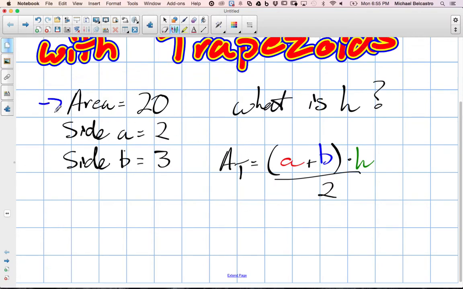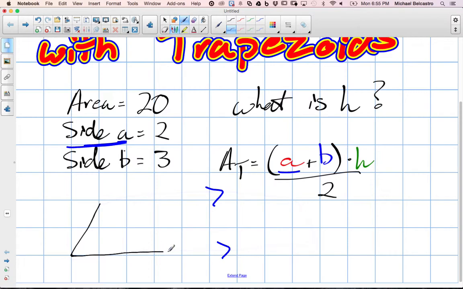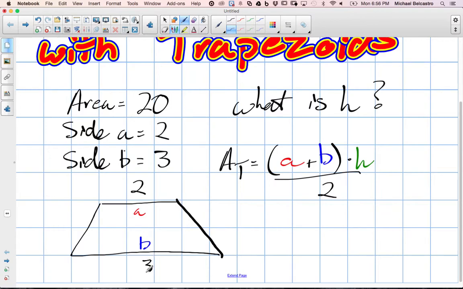So we've been given a question. They told us the area of the trapezoid is 20. Oh, that's okay, so it's some big weird looking trapezoid. Okay, side A, so one of the parallel sides. We'll just draw a rough sketch of what this trapezoid could be. It would be nice if I used straight lines, but we'll call this side A is 2. Okay, so that's our A. Side B is 3.